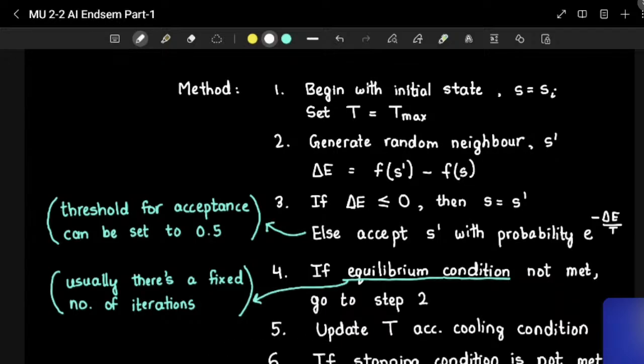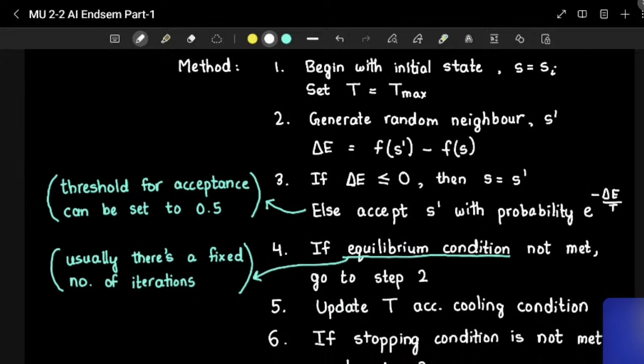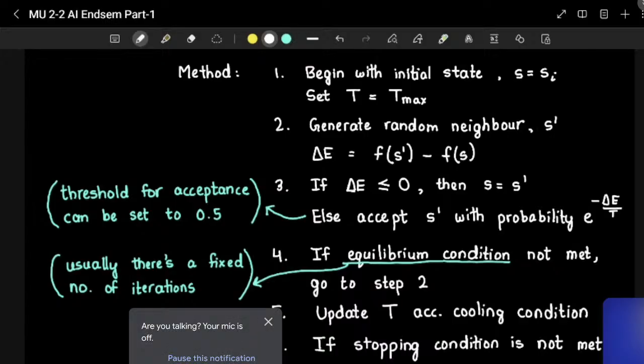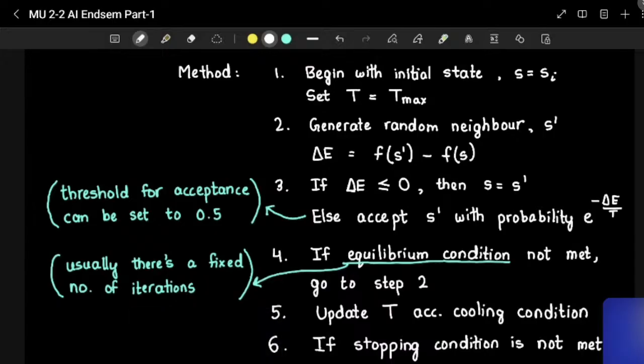Okay, where was it? So simulated annealing allows worse moves because of this property, it is able to escape local optima. If you are using hill climbing, there is a possibility you will get stuck in local optima and you will not be able to reach global optima. But simulated annealing is different. By allowing worse moves, it will be able to jump out of local optima.